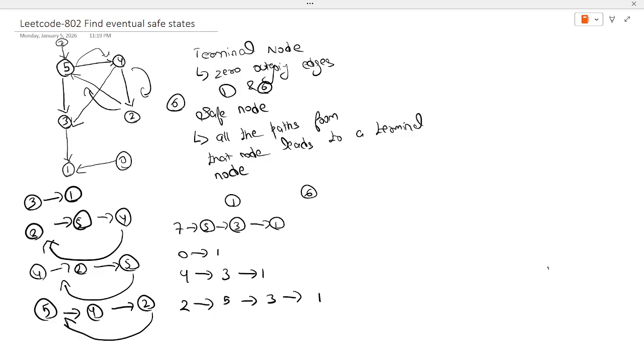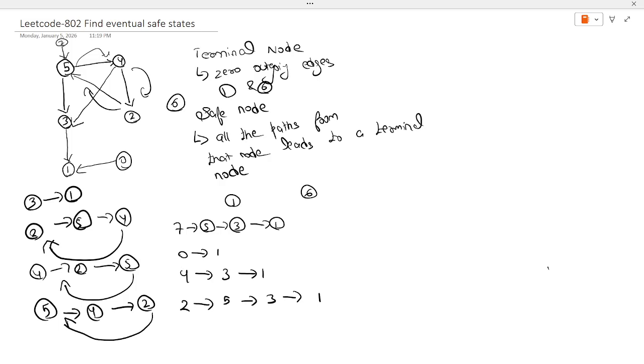And if I consider the second path, we can move to 1 from 0, and if we backtrack, as we know all the paths starting from 0 lead to a terminal node, therefore we can say 0 is also a safe node and we will push it inside our answer vector. Similarly, if I consider this path and I backtrack, we know 3 is a safe node, so yes, it is a safe node. And if we move back to 4, we know it is not a safe node.